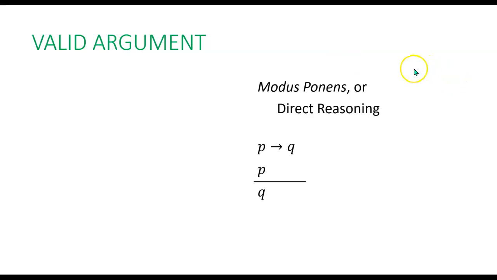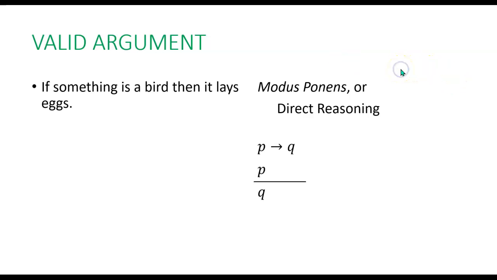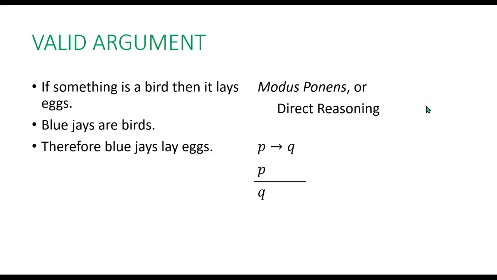So an example of this kind of argument would be, if something is a bird, then it lays eggs. Blue jays are birds, therefore blue jays lay eggs. So here P stands for being a bird and Q stands for laying eggs.